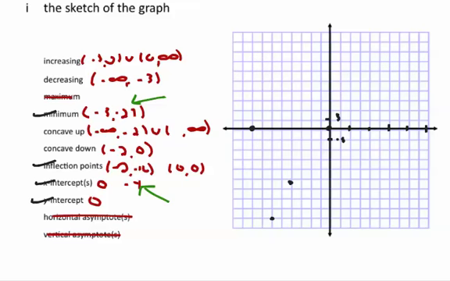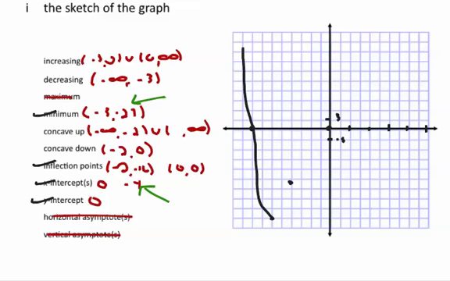Next thing we need to look at is the increasing and decreasing. That's the most important. So this function is decreasing from -infinity to -3, which means it's moving down from -infinity to -3. What we need to be aware of is that the function is moving down, so it might start up here. As it's moving downwards, it has to continue moving down until it gets to -3.